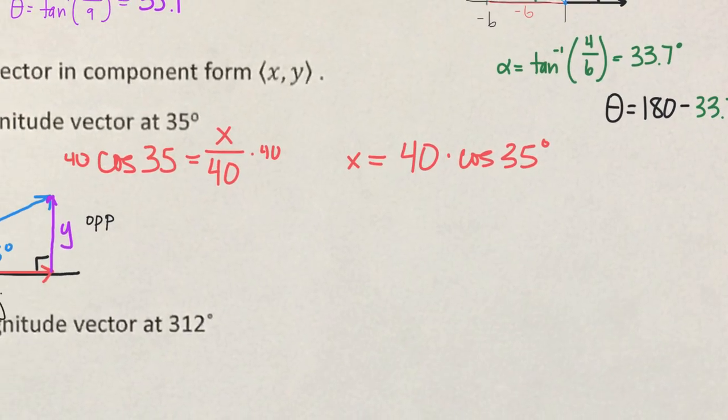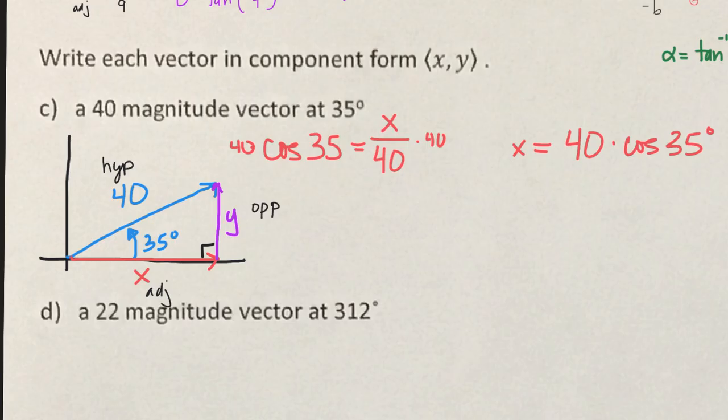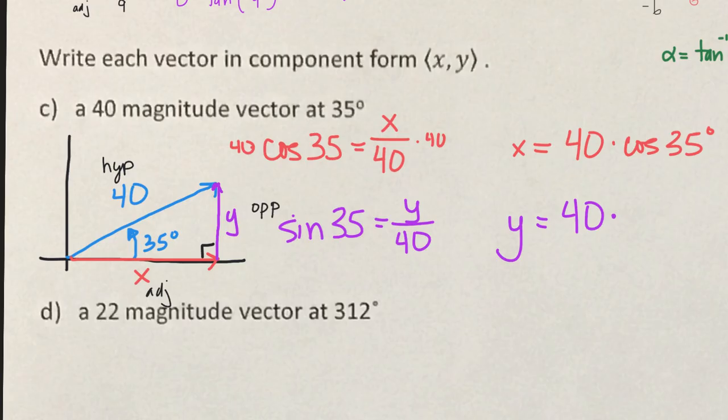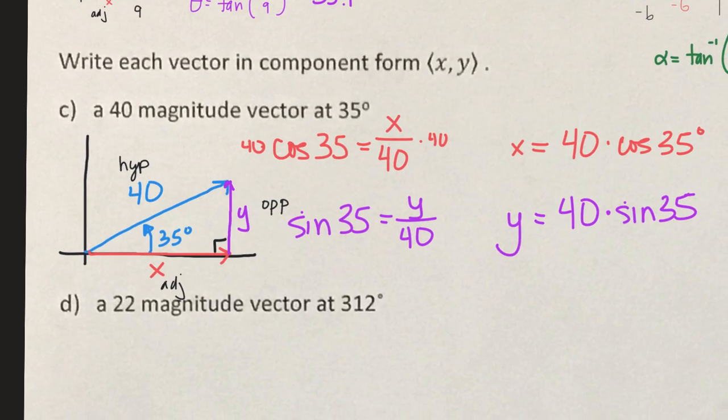Okay, we can do a similar thing to find your y component, right? Y is the opposite side, so I can set up a sine ratio. Sine of 35 equals y over 40. And once again, we will multiply both sides by 40, and we have the magnitude of your vector times the sine of your angle. Okay, this is always true. These are always the calculations that you're going to do in order to change from a magnitude and direction into a component.